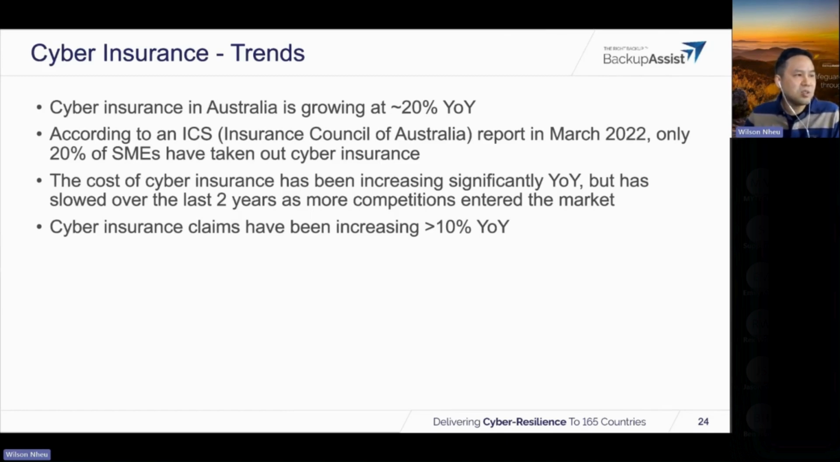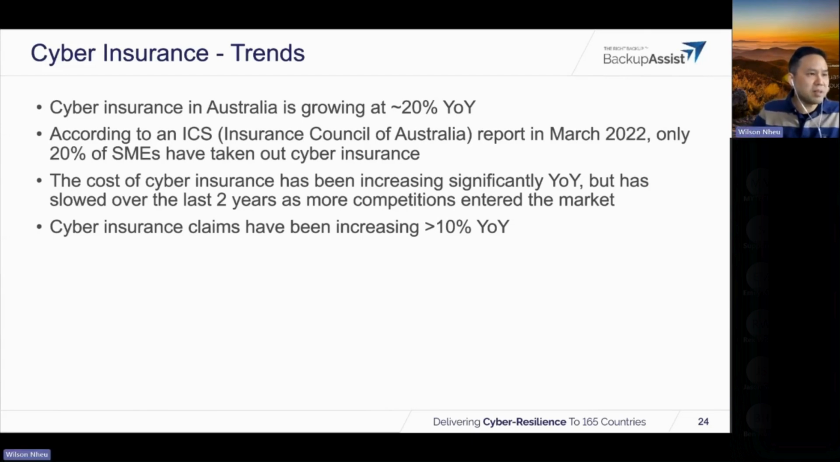The cost of insurance has been increasing quite a lot year on year. I mean, at one stage it was going up 50, 80% year on year. But over the last 2 years, it has come down a bit because there's been more competition entering the market. And cyber insurance claims have also been increasing year on year by around about 10%.